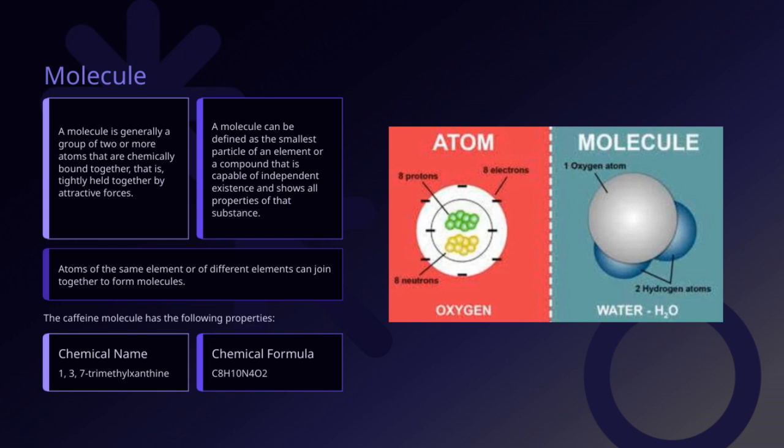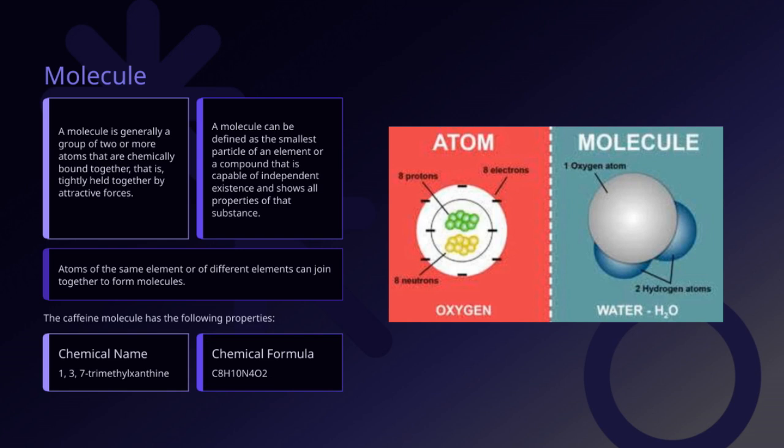A molecule can be thought of as the smallest particle of an element or a compound that can still exist on its own and display all the properties we associate with that substance. In general, a molecule is usually a group of two or more atoms that are chemically bonded, meaning they are held together by attractive forces, which are quite strong.